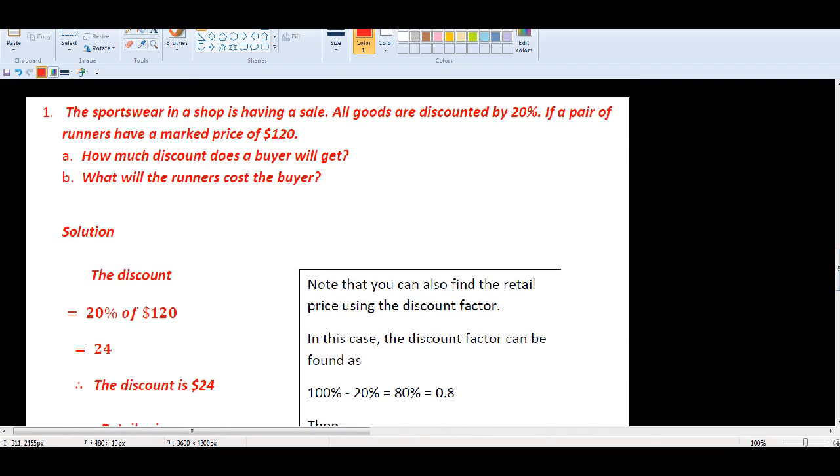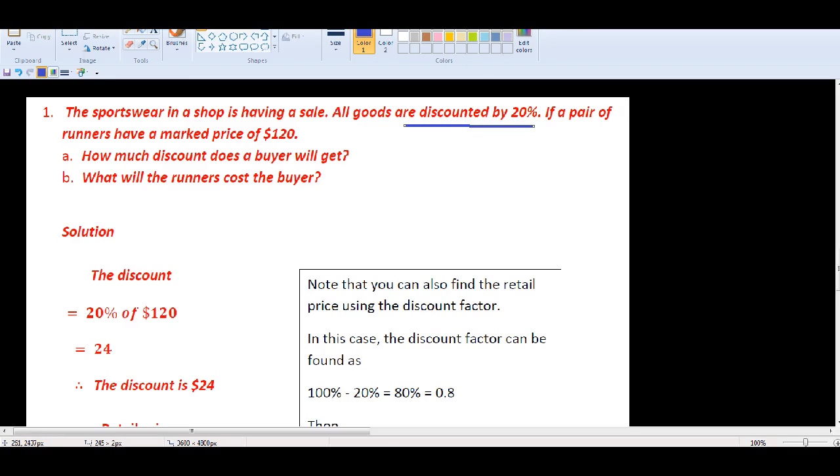Alright, so just to give you one example. A sportswear shop is having a sale. Having a sale means you would like to sell more than usual. All goods are discounted by 20%. Remember that the 20% is on the marked price.